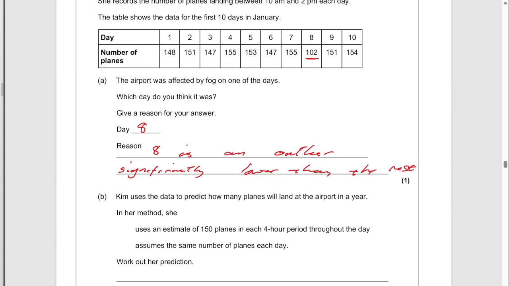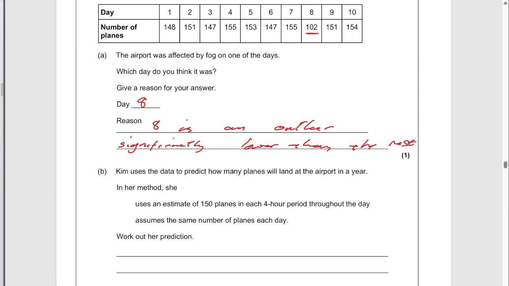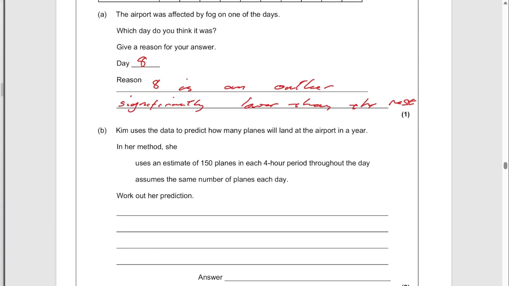For part B, Kim used the data to predict how many planes will go through the airport in a year. In her method, she uses an estimate of 150 planes in each 4-hour period throughout the day, and assumes the same numbers of planes each day. Work out her prediction. First I want to work out how many 4-hour periods there are in a 24-hour day, so 24 divided by 4. Once I've got that value, I times it by 150 planes. That'll be the number of planes in one day.